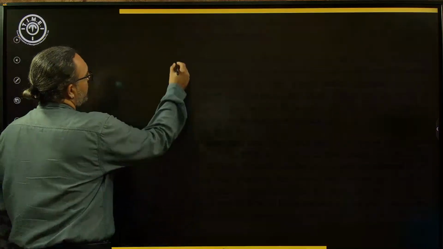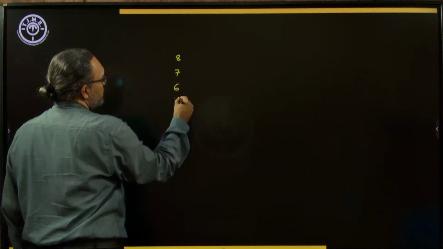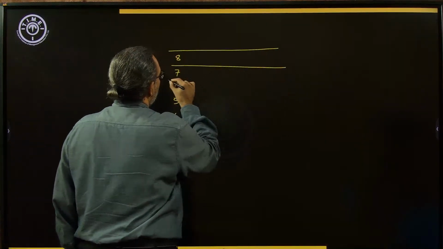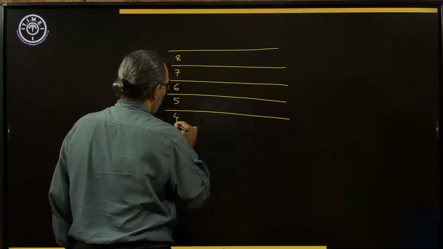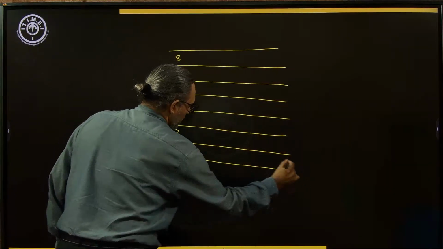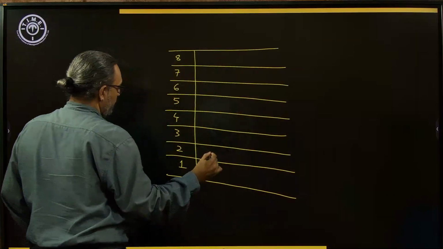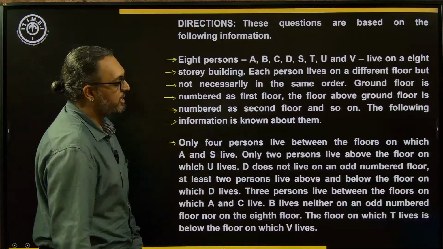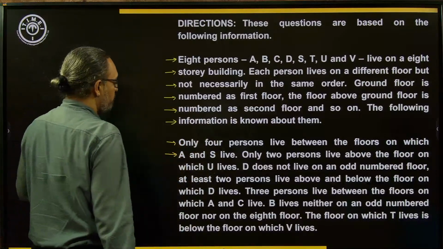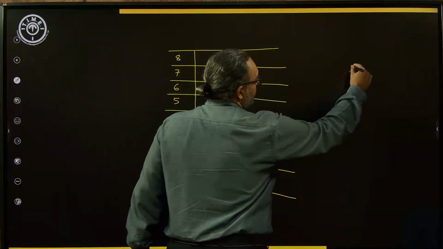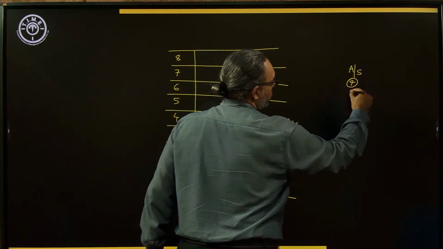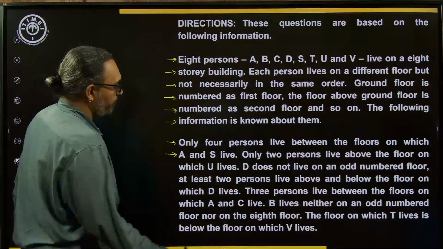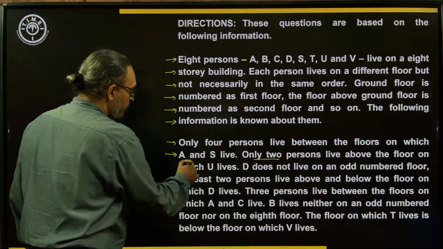Okay. So let's take that. So we have 8, 7, 6, 5, 4, 3, 2, and 1. Okay. So 8 floors, and we have 8 persons to fix. Now going through the information, he says only 4 persons live between the floors on which A and S live. Okay, only 4 persons between A and S. So I don't know where is A, where is S for now. Let us hold off.